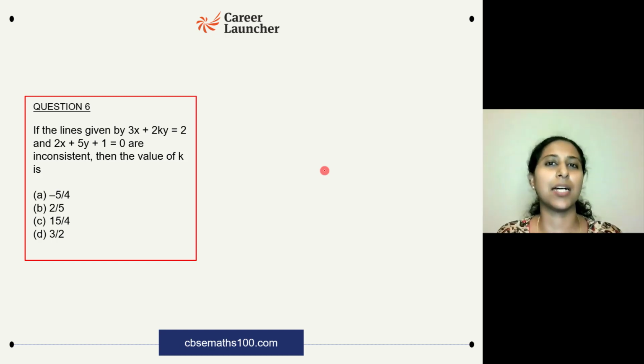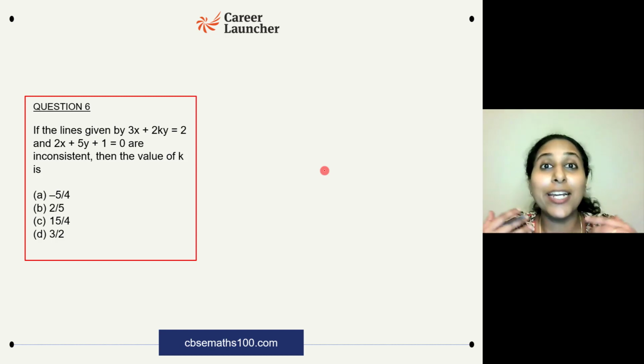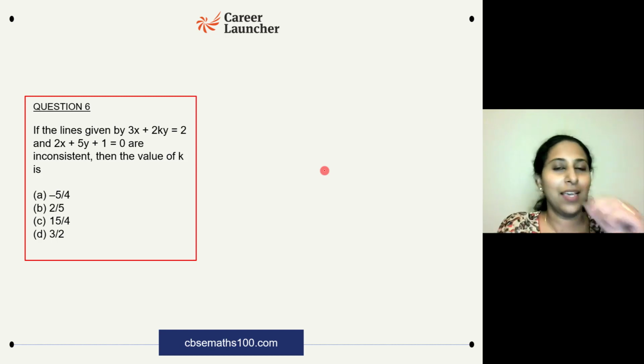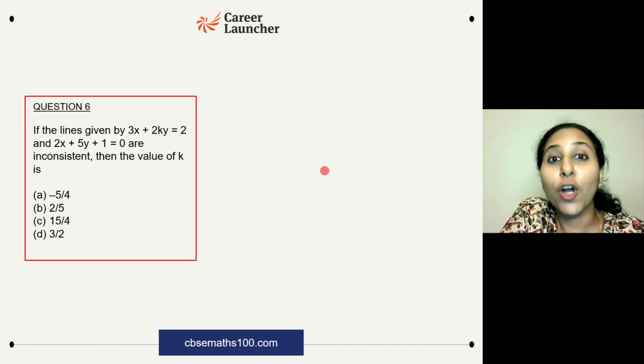What do you mean by inconsistent lines? That's the condition of what type of equations? Inconsistent lines is the condition for parallel lines, right? When you are having inconsistent lines or an inconsistent system of equations, it indicates lines which are parallel, for which you can find no solution. So what's the condition for no solution?